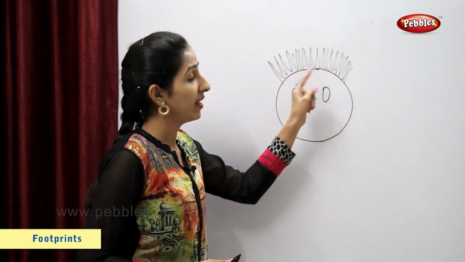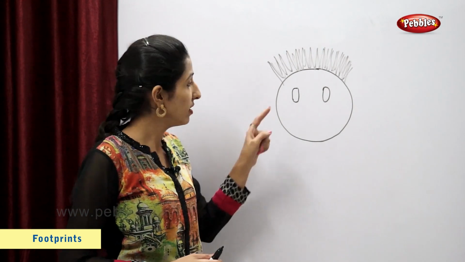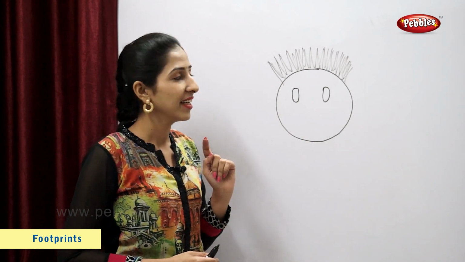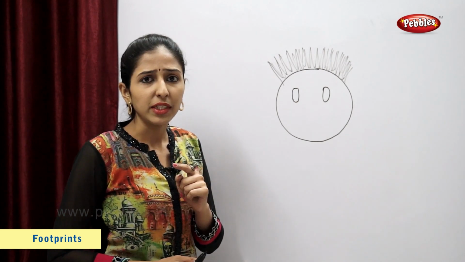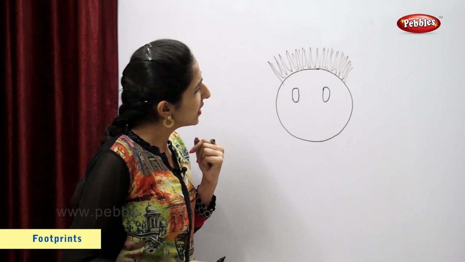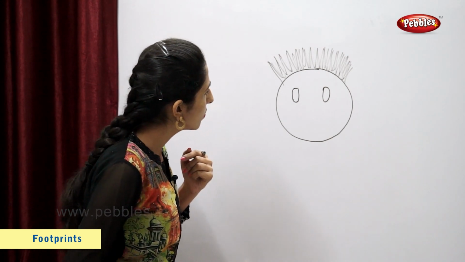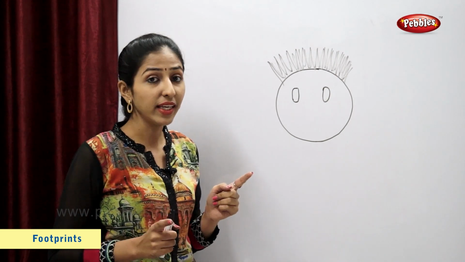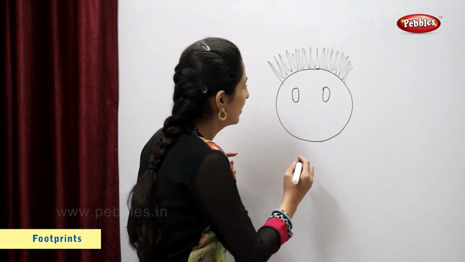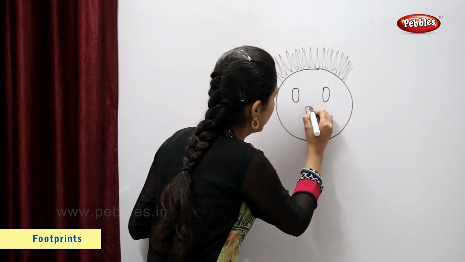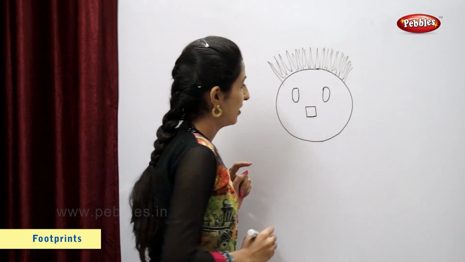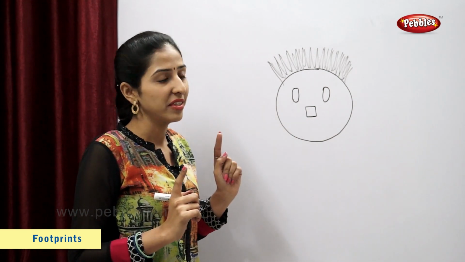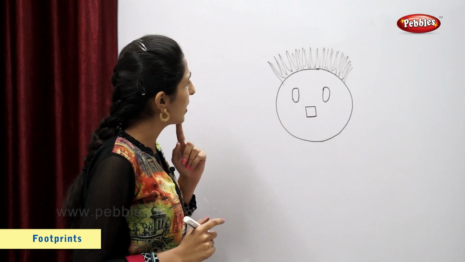Now, let's complete this face. This is a circular face. It has oval eyes. You tell me, students, what all things are remaining? I think the nose is remaining. Let's make the nose. A square nose. What else is remaining?